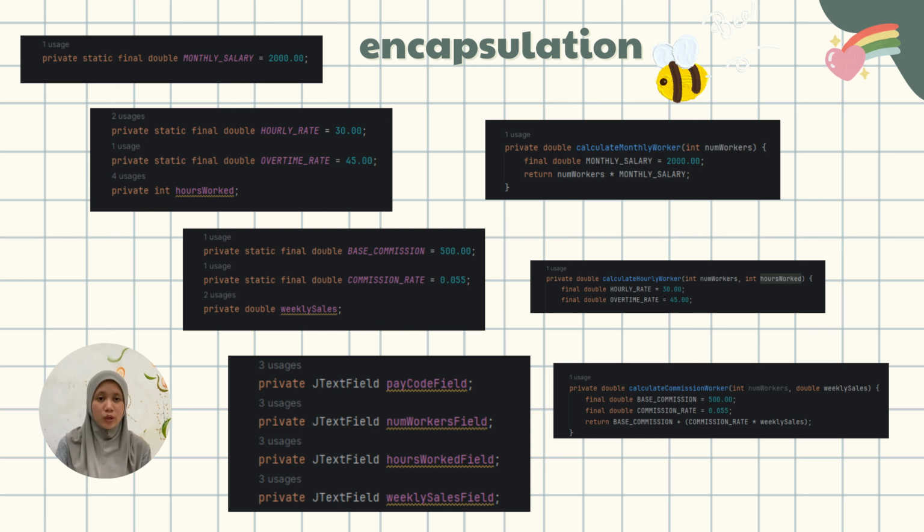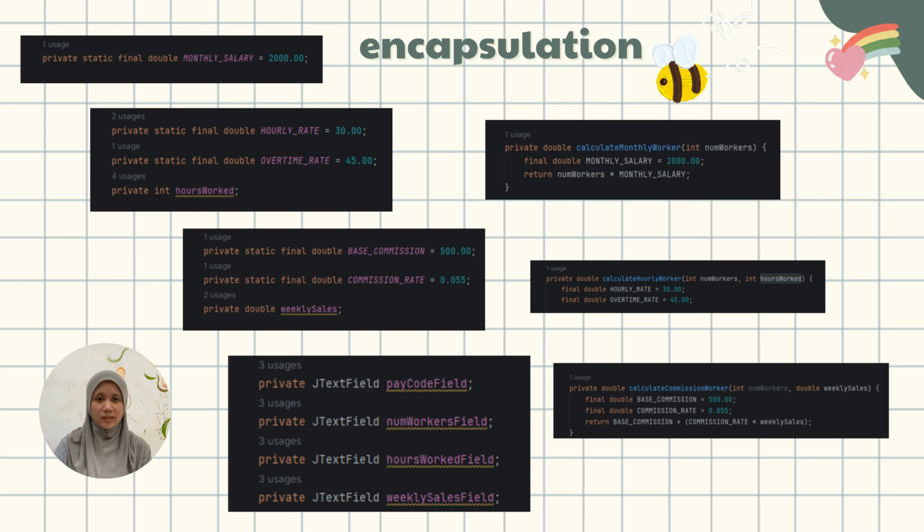Double, as we all know, is a type of declaration specifying that monthly salary is a variable of type double, which can hold decimal values. Lastly, the equals 2000: this assignment operator initializes monthly salary with the value 2000. This is the fixed monthly salary amount for the monthly worker class.